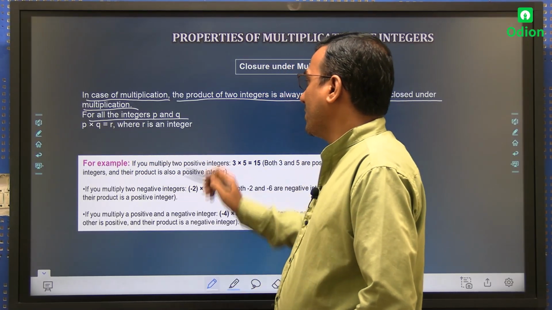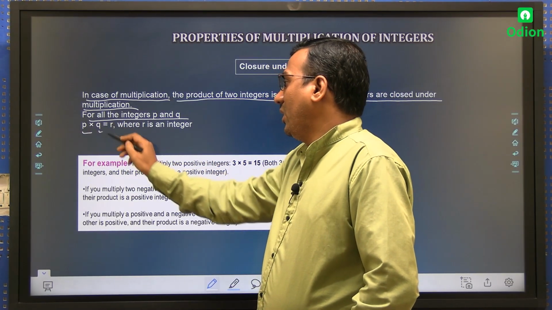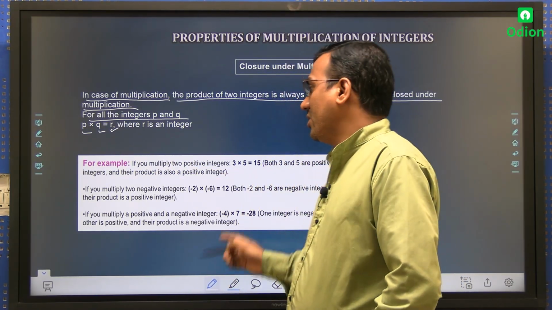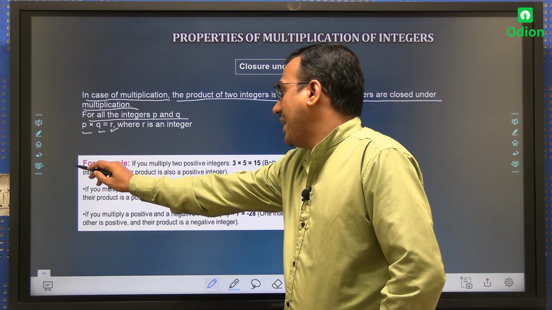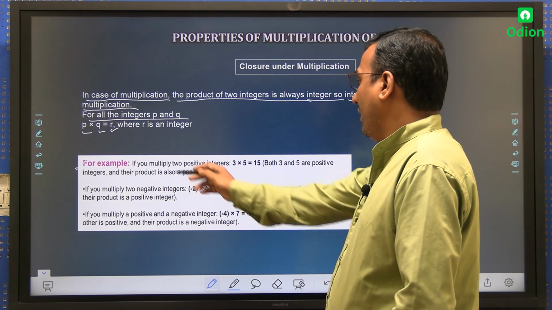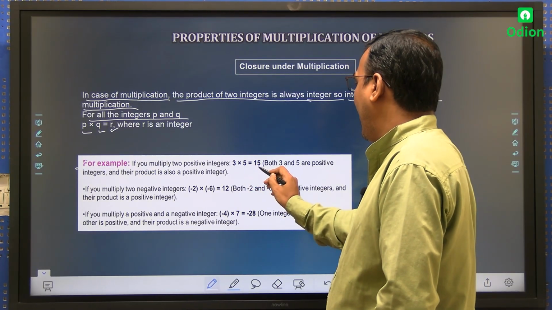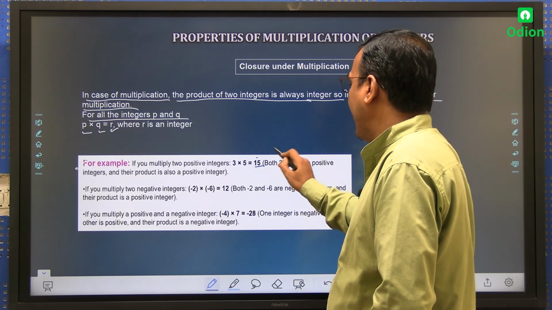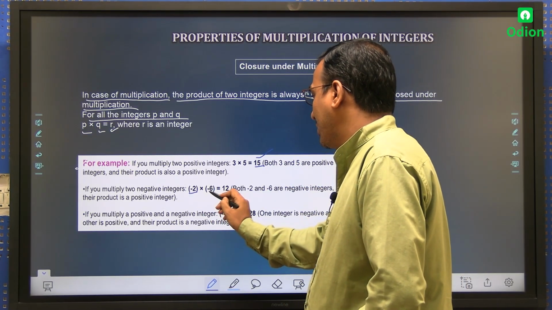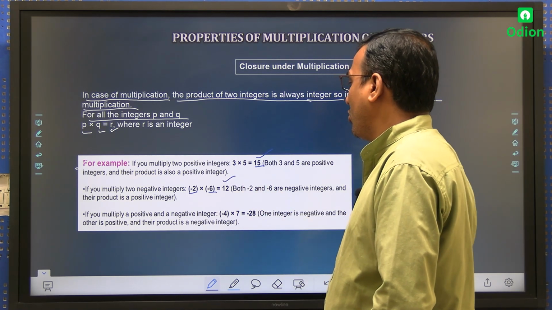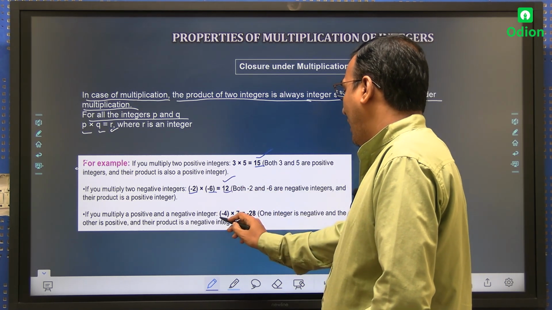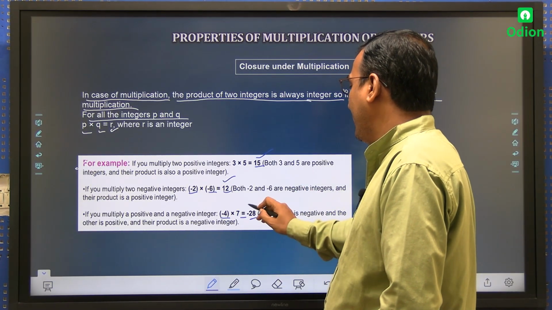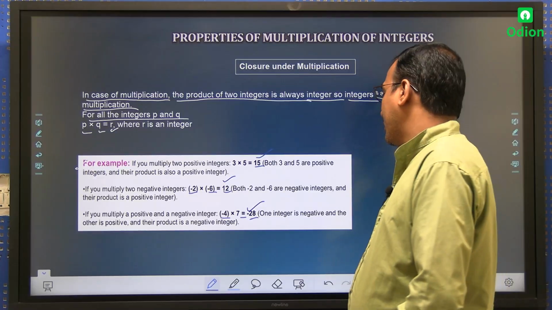For all integers p and q, p multiplied with q gives r, and r is also an integer. This is the first property. This example is given for better clarity. If we multiply two positive integers, 3 into 5, the answer is 15. 15 is an integer. If we multiply -2 with -6, the answer is 12. It is also an integer, and so on. -4 multiplied with 7, the answer is -28. It is also an integer.